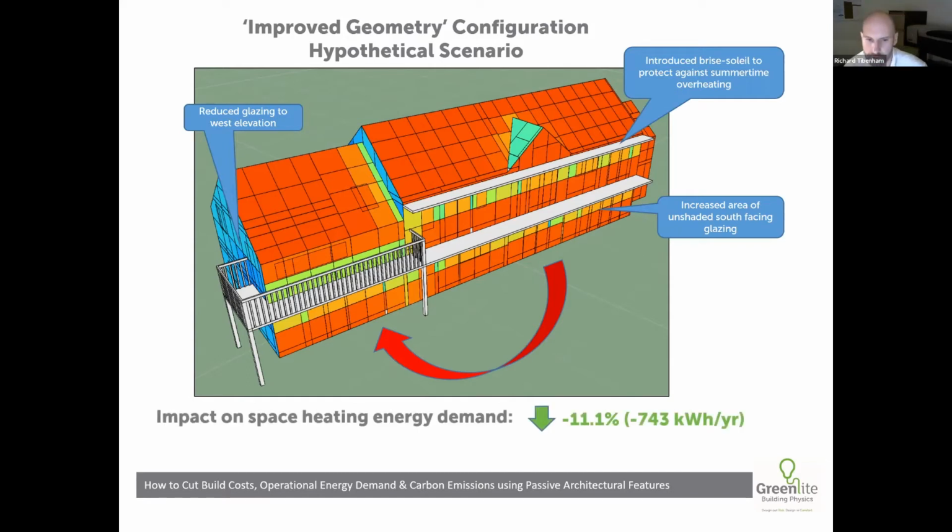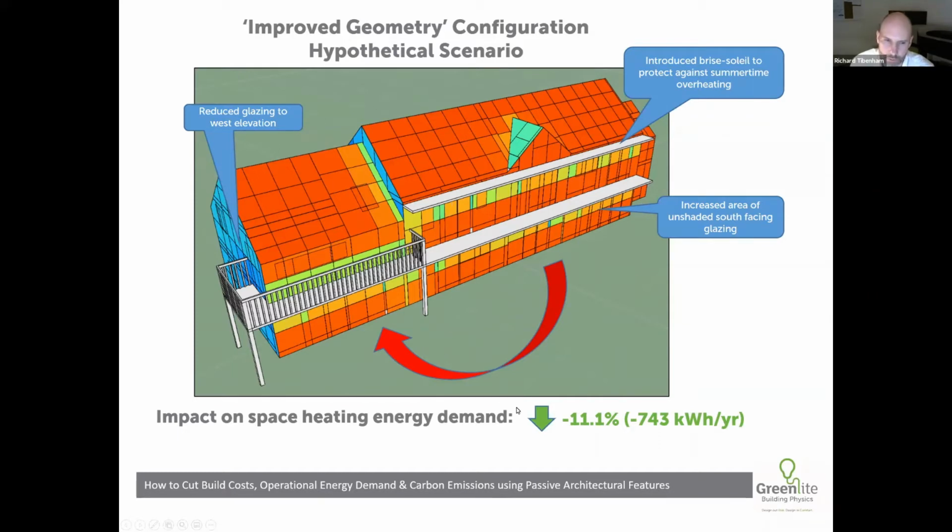Now, this change alone reduces the space heating demand by 11%. Which isn't a huge amount, but if you bear it in mind with local planning policies, perhaps, which ask for a 10% energy reduction, you can deliver that simply by changing the shape of the building.